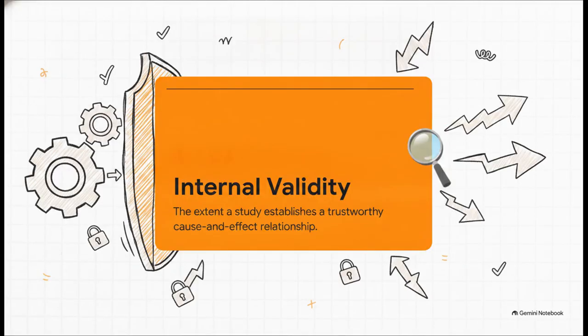So this brings up an absolutely crucial concept called internal validity. Basically, this is the extent to which a study establishes a genuinely trustworthy cause and effect relationship. And those alternative explanations we just talked about, they are direct threats to internal validity. Good research methodology is almost entirely about developing and choosing designs that actively minimize and block these exact threats.